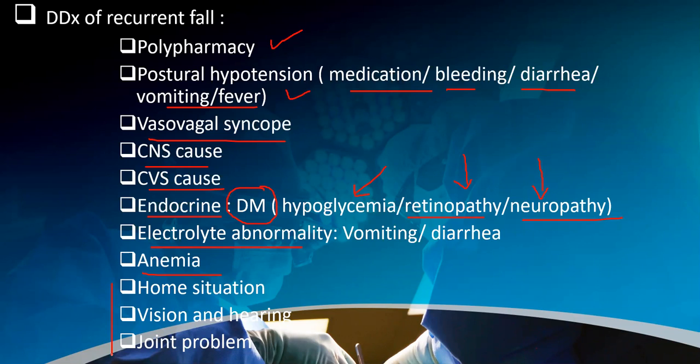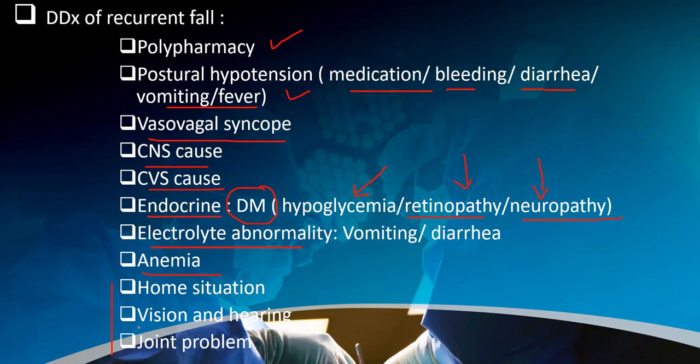Then vision and hearing problem. If a patient has vision problem, hearing problem, that also leads to recurrent fall. Joint problem. If patient has underlying osteoarthritis, patient will have difficulty walking and they can fall. So these are the important things you will add to our syncope cluster in recurrent fall case.